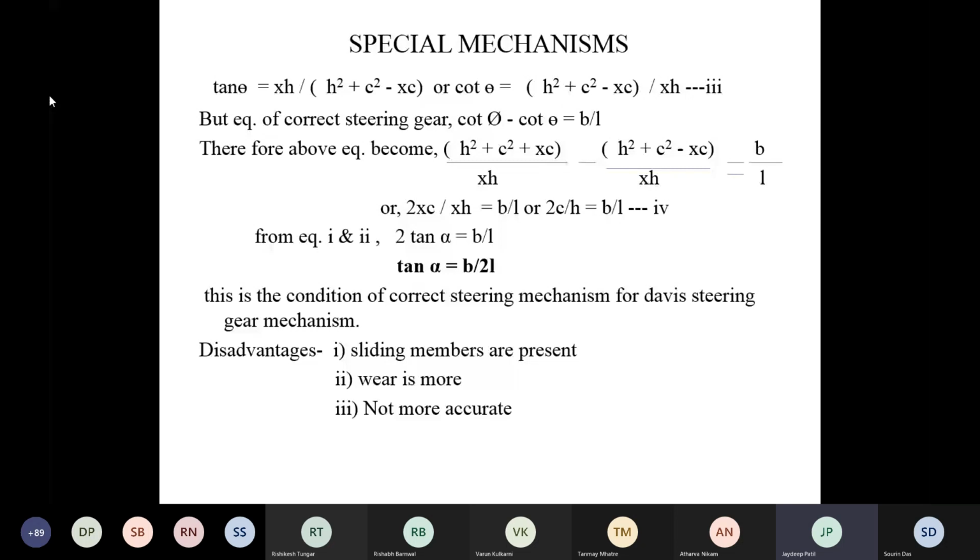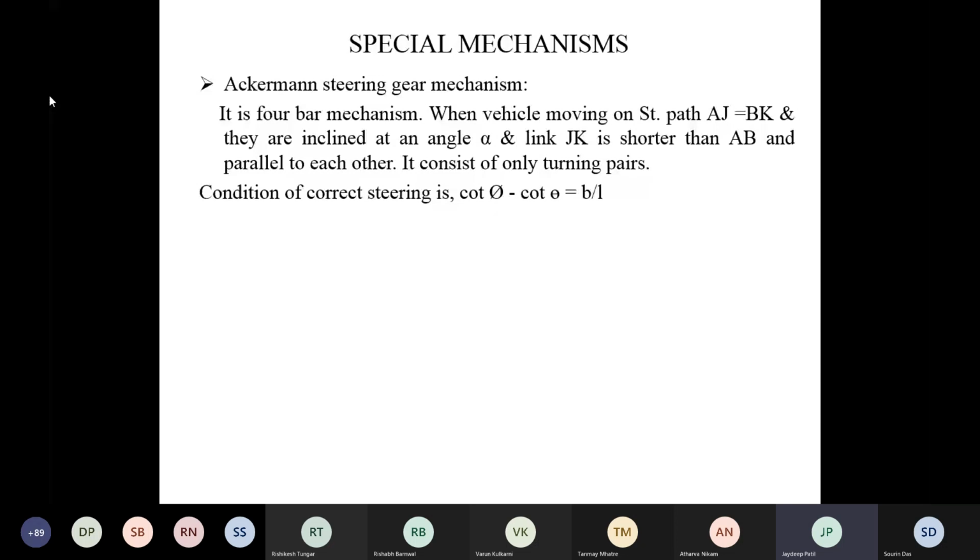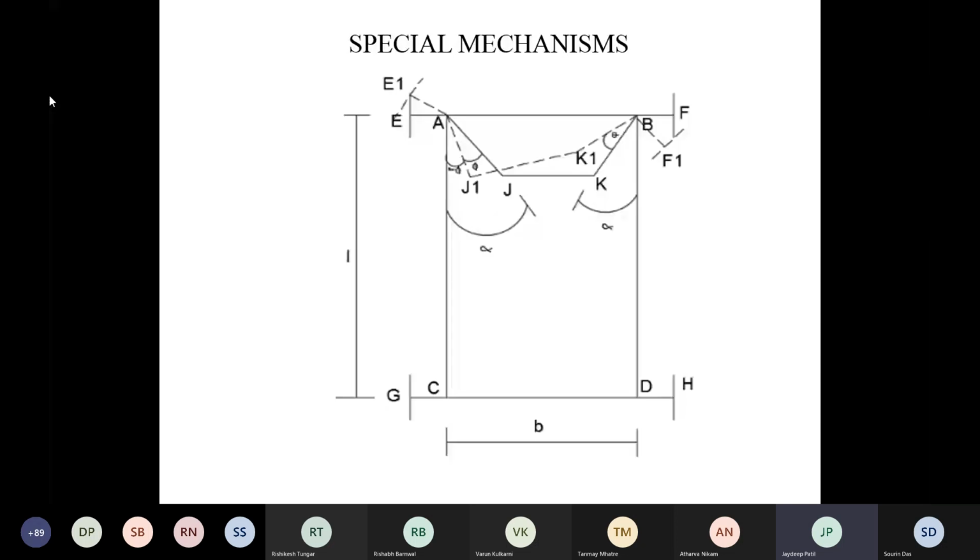Okay, now next is the Ackermann steering gear mechanism. I will show you the figure only. Here there is no derivation. See the figure. What is the difference between the previous figure and this one?